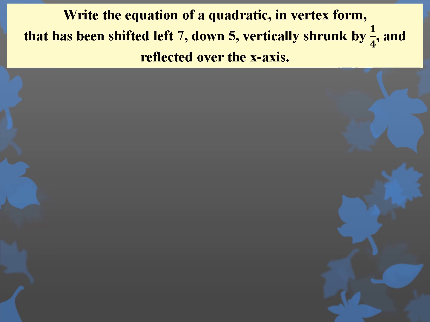Last example. I want you to write the equation of a quadratic in vertex form that has been shifted left 7, down 5, vertically shrunk by 1/4, and reflected over the x-axis.